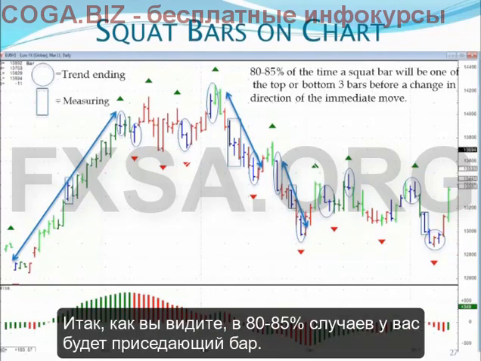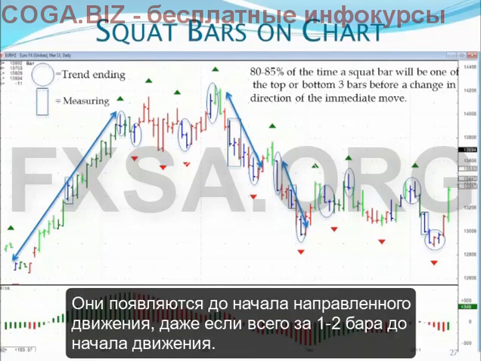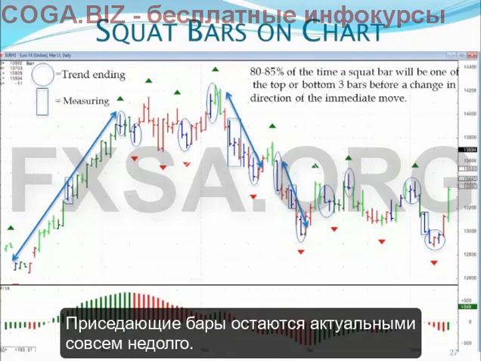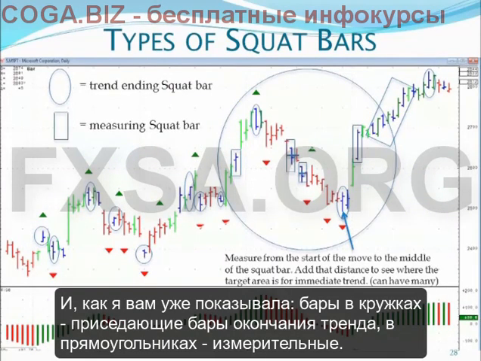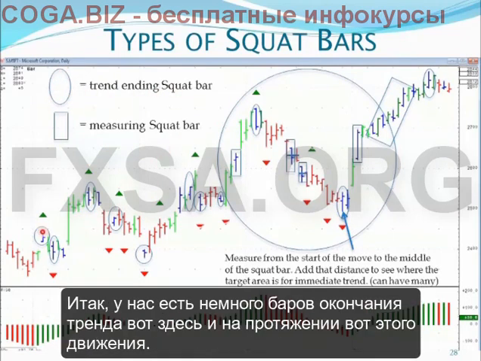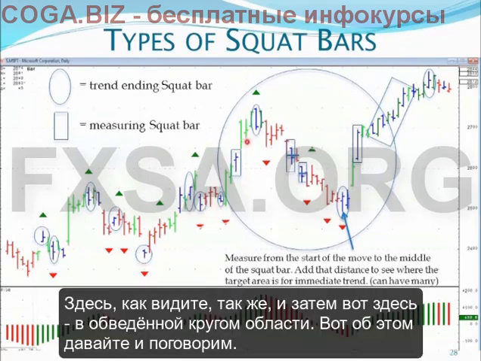So you can see 80 to 85% of the time you do have a squat bar. It is present before the directional move, even if it's just 1 or 2 bars before it moves. Squat bars are present quite a bit of the time. Now let's look at this chart a little better. Again, here I showed you which squats are trend ending and which are measuring. So we have quite a few trend ending here along the way, as you'll see. And then here in this circled area, let's talk about that.